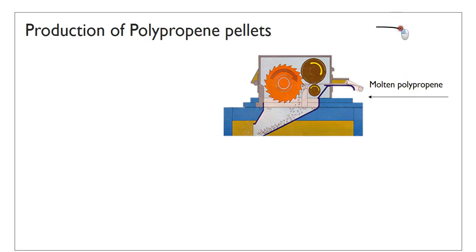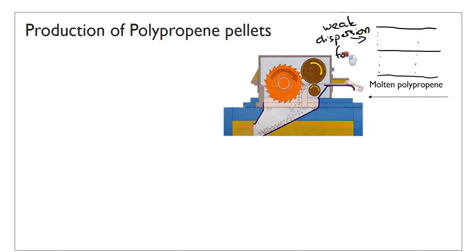And molten form of polypropene just means that you have the chains, they're pretty far apart because you're going to have very weak dispersion forces between them because the temperature is very high. So this is weak dispersion forces. And the molten polypropene is going to go into this machine.